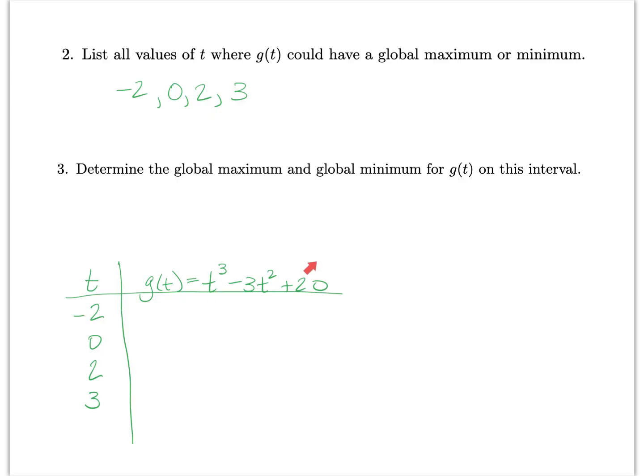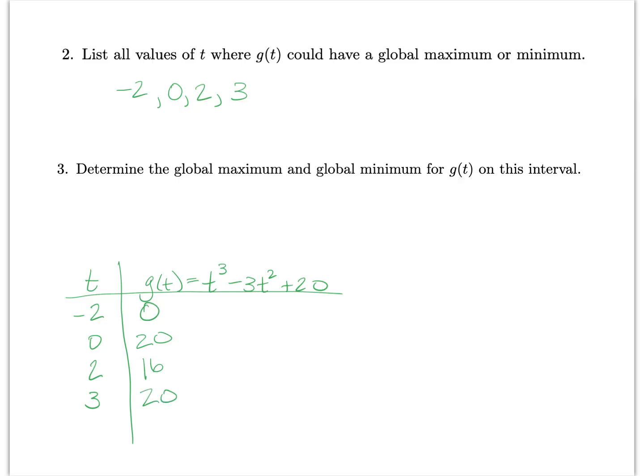So if I plug a negative 2 in here, I get negative 8 minus 12 plus 20 is 0. If I plug a 0 in here, I get 20. If I put a 2 in for all my t's, I get 8 minus 12, which is negative 4, plus 20 is 16. And if I plug in a 3, I get 27 minus 27 plus 20, which is 20.